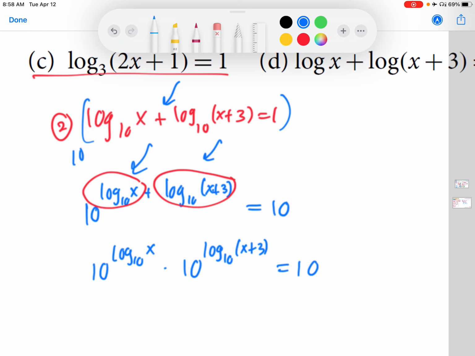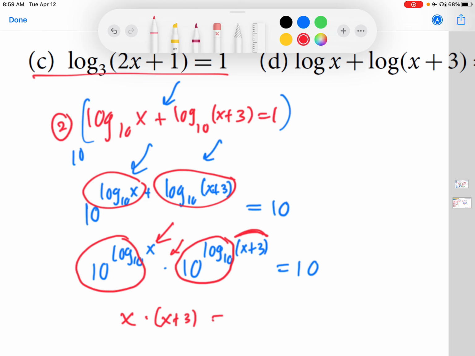Okay, and you can hopefully see what's going on here, very similar to what we talked about just a few minutes ago. 10 to the log base 10, they cancel out, and they just leave you with x. And I have a times here. 10 to the log base 10, cancel out, leave you with whatever's here. So x plus 3 equals 10.